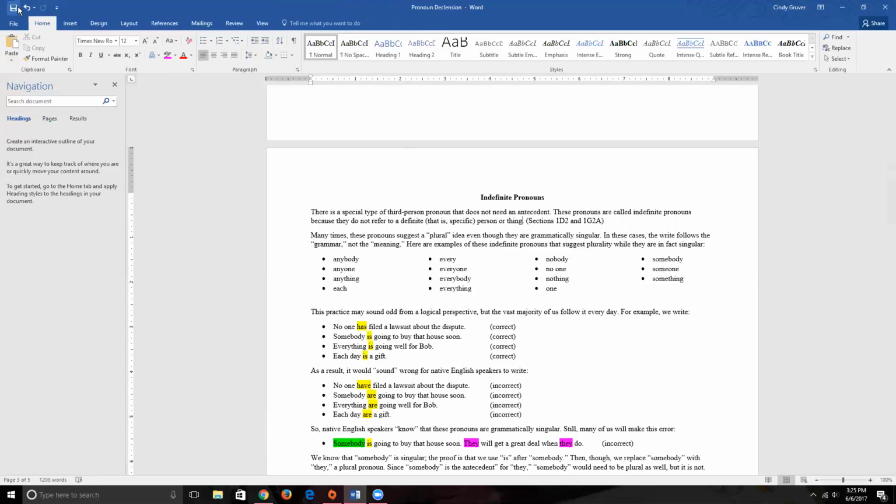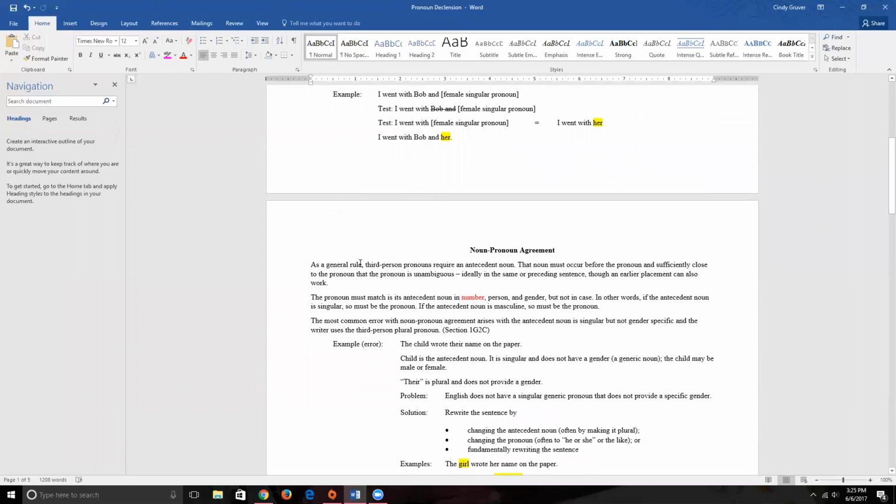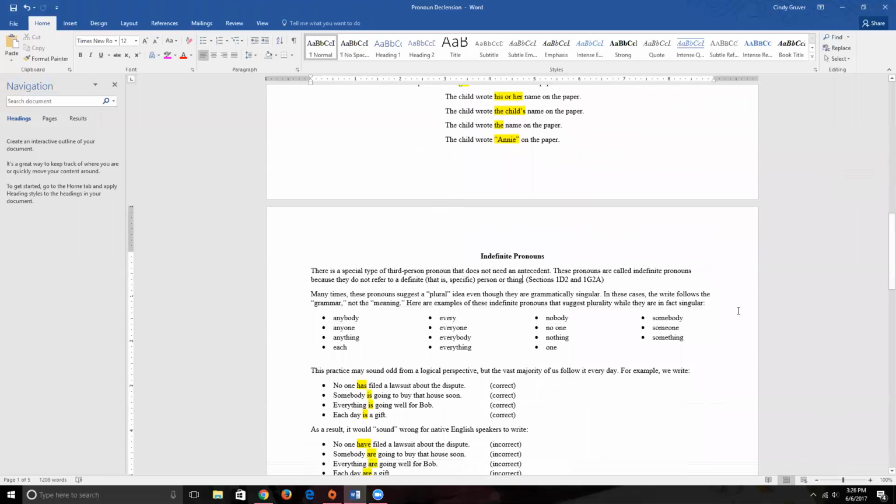By its very nature, an indefinite pronoun isn't going to have an antecedent noun. Remember before, I actually said third person pronouns require an antecedent noun. Well, that is true if we're dealing with definite pronouns. But now we're talking about indefinite pronouns, and they don't typically have antecedents.